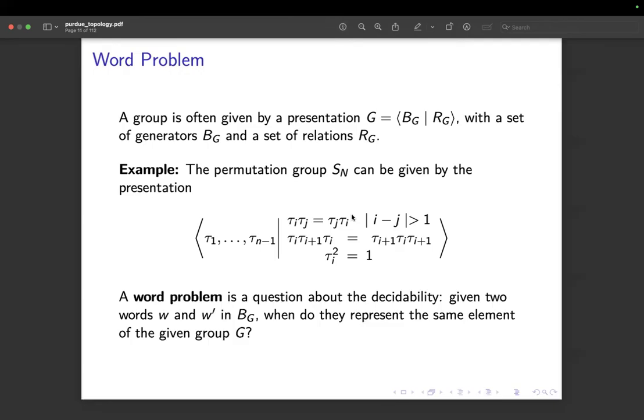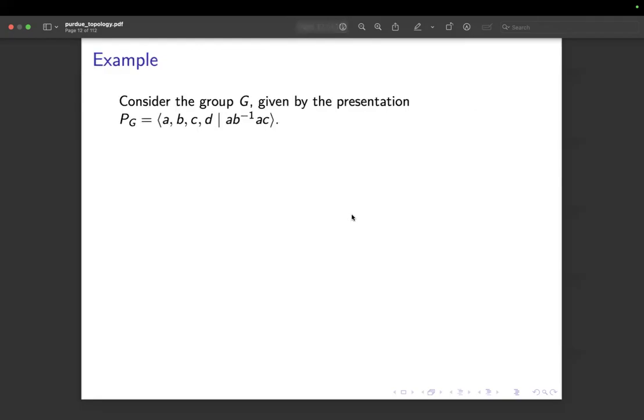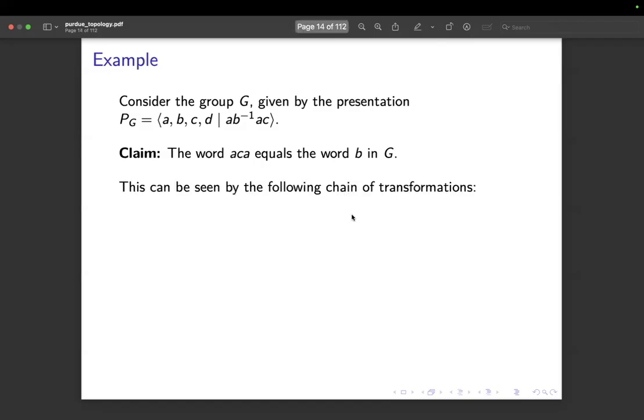And the word problem is a question about decidability, which means that given two words, W and W prime, with letters in the generators, when do they represent the same element of the given group? So let's look at this example. I intentionally gave this example because that's what appears in the preprint. Consider this group, which is generated by four elements, and it has a single relation, and we are not mentioning the trivial relations like A A inverse or B B inverse equals identity. Then we claim that in this group, the word ACA equals the word B. And this can be seen by the following chain of transformations.